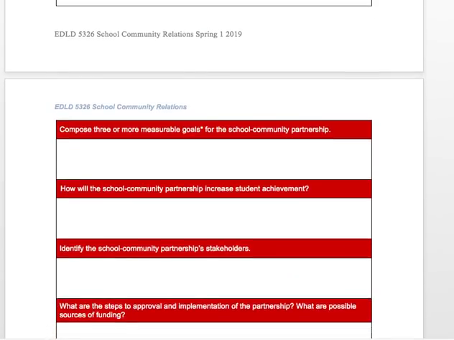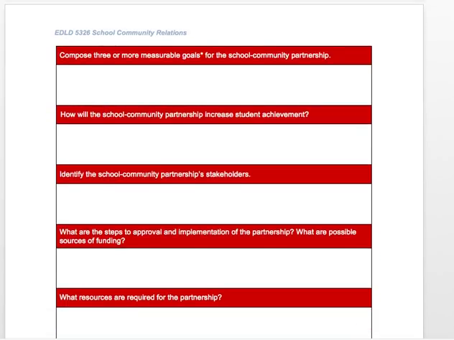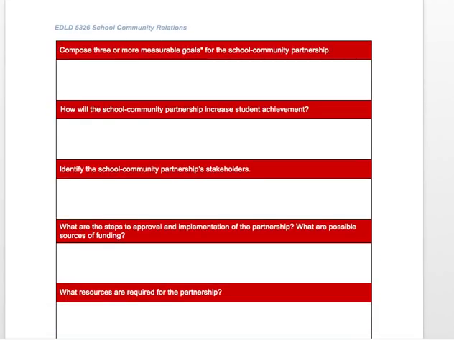And then, how will the school community increase student achievement? What is this project going to do in order to improve student achievement? It's got to be linked to student achievement. And then looking at your school community partnership stakeholders: who's going to be in the community, what parents, who's going to be from the school that are going to be involved in this.